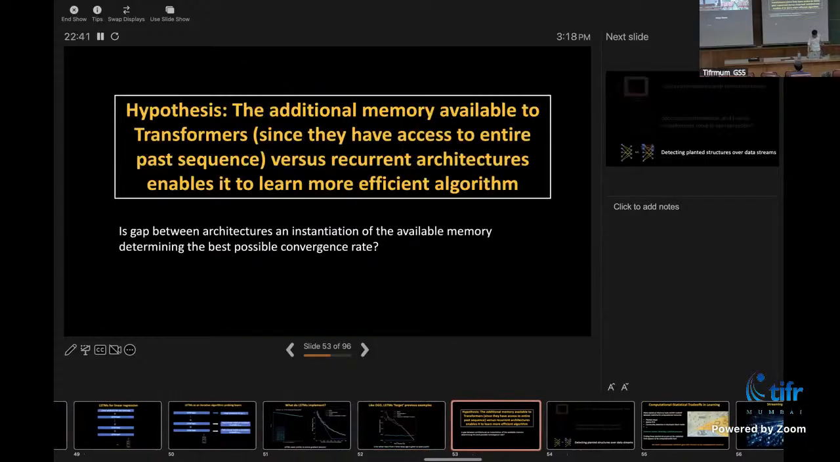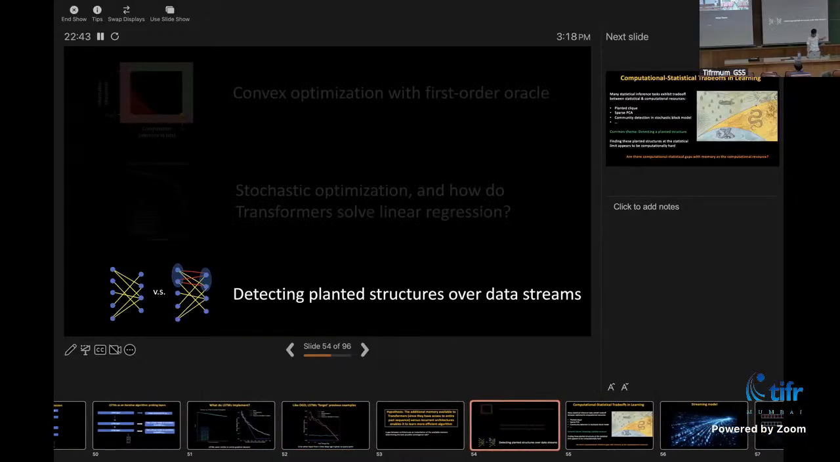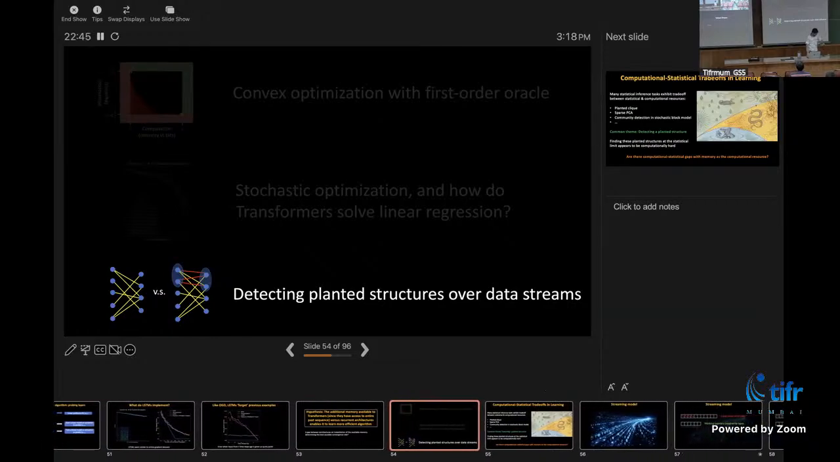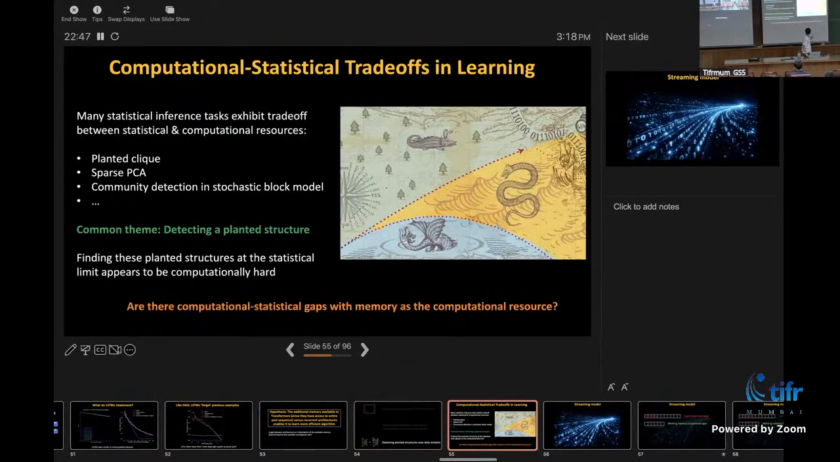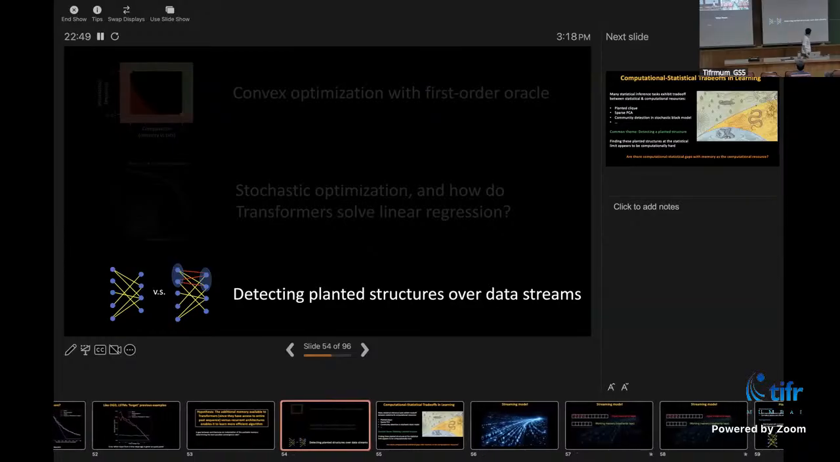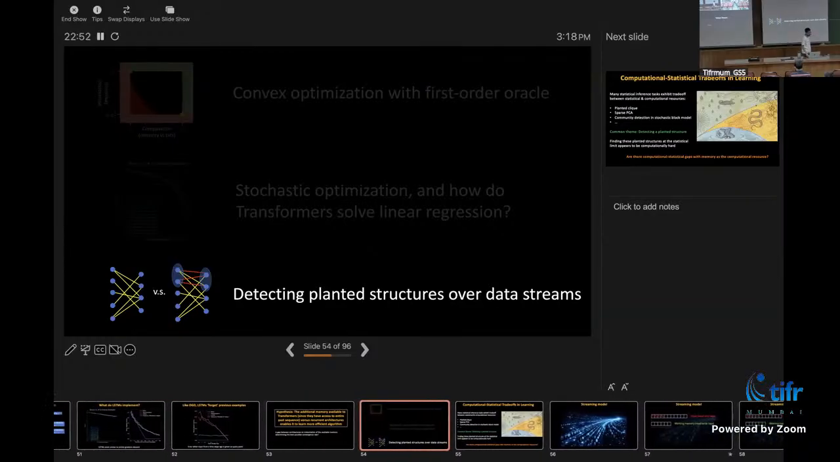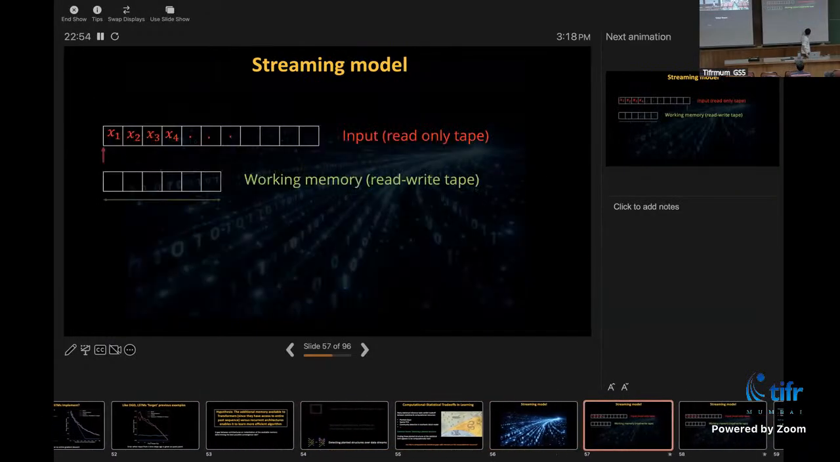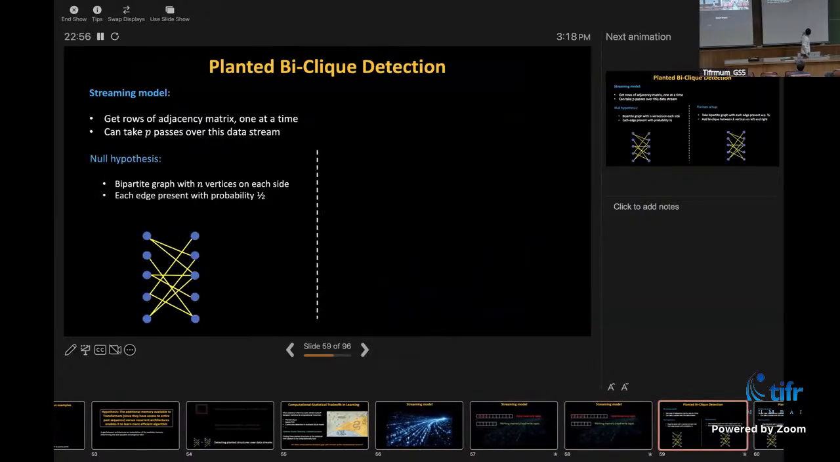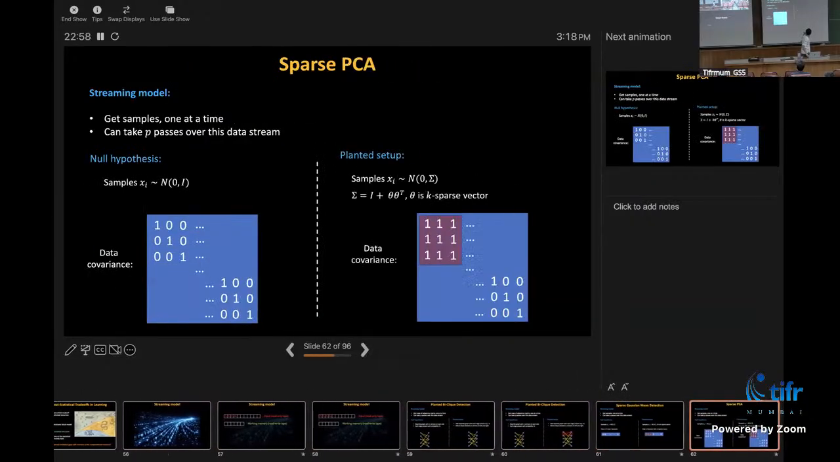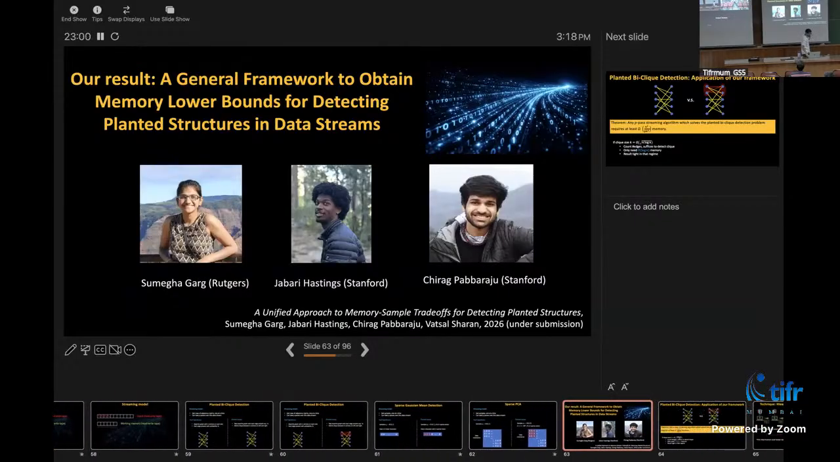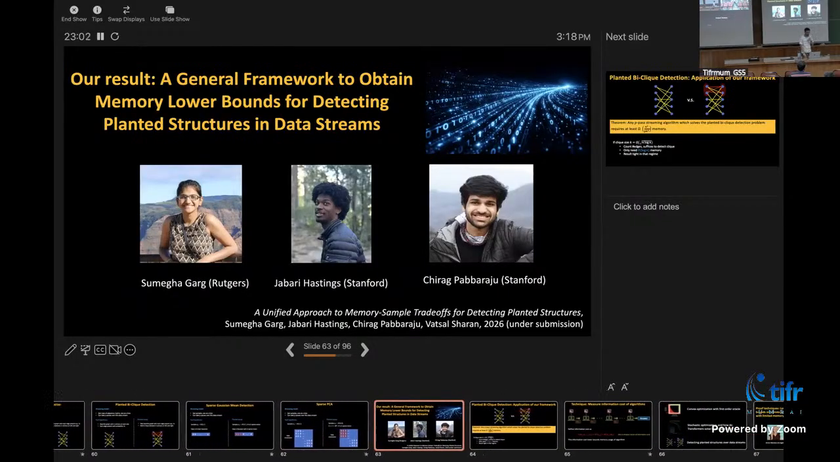There was this last part that I was thinking of talking about, but we can talk about it offline. In 30 seconds, basically we try to understand memory lower bounds for detecting certain planted problems in the streaming model, things like planted clique and sparse PCA, based on some recent work. We can talk about this offline. I think I'll just stop now, as I'm already a little over time. You can take any questions or switch.